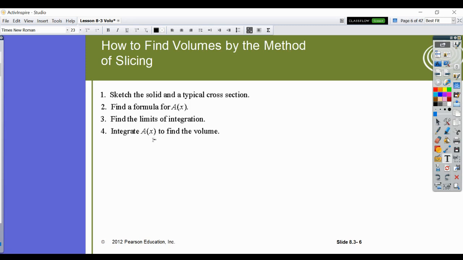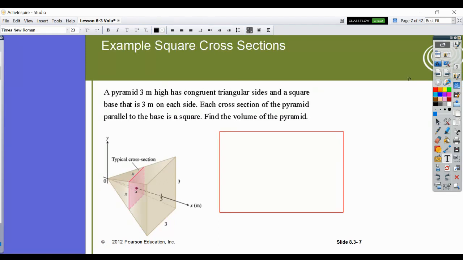So this isn't really about learning how to integrate. It's all about setting up the problem. So let's get started with our first example. Here's a pyramid that's 3 meters high. It's turned on its side here, but it's 3 meters high, has congruent triangular sides and a square base that's 3 by 3 meters.